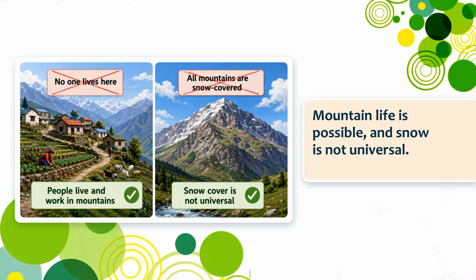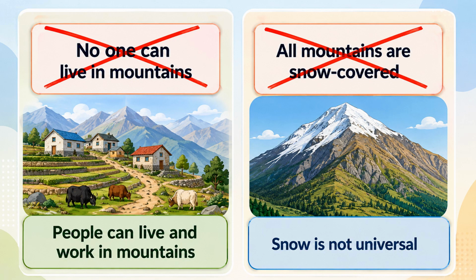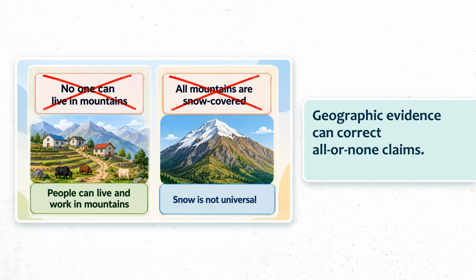Mountain life is possible, and snow is not universal. The panels show why both absolute claims fail. Absolute claims fail when visible evidence shows exceptions. Mountain settlements and livelihoods show that people can live there, while exposed mountain surfaces show that snow cover is not universal. Look for words that make a claim too absolute.